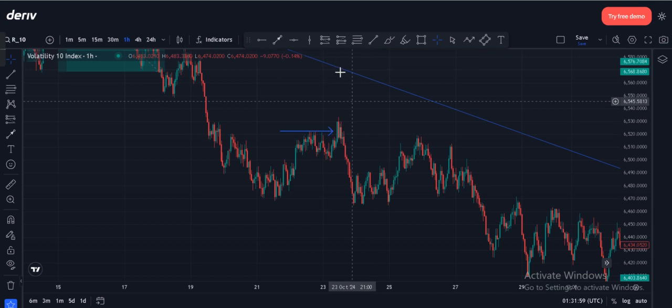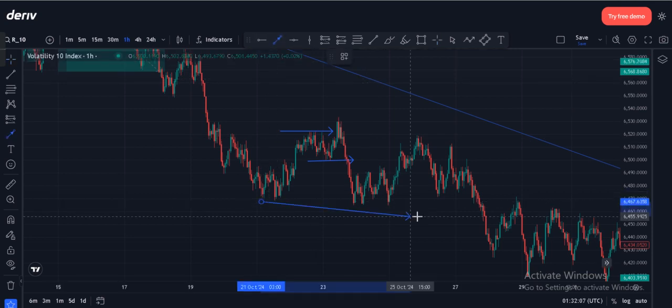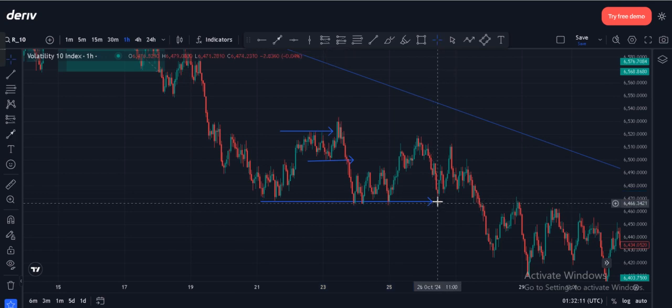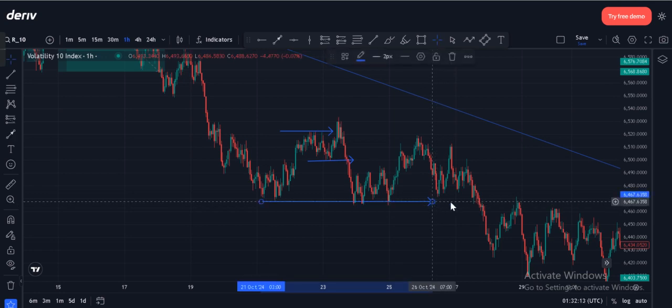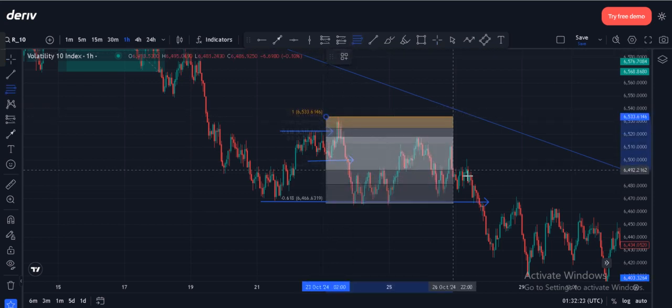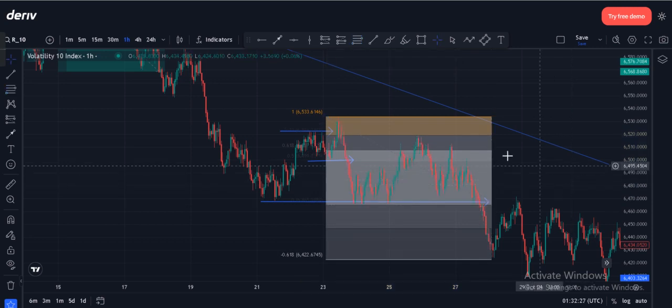Liquidity got taken here. Structure got broken at this point, and also at this particular area. But this was a major level which was broken. We also have structure broken at this particular area, but this is a major one. And then we had this point as our swing high and our swing low.